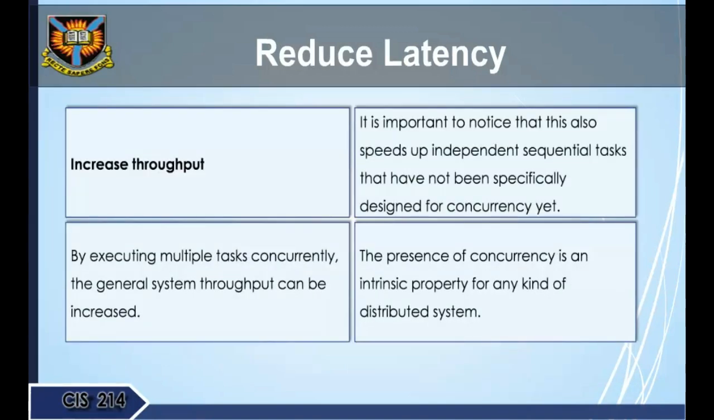Increased throughput. By executing multiple tasks concurrently, the general system throughput can be increased. It is important to notice that this also speeds up independent sequential tasks that have not been specifically designed for concurrency yet. The presence of concurrency is an intrinsic property for any kind of distributed system.